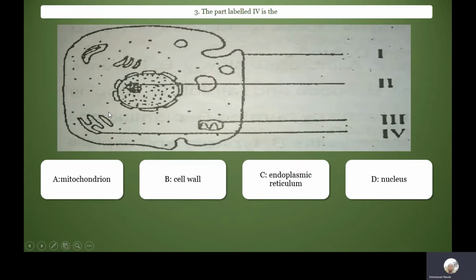You have the rough and the smooth endoplasmic reticulum. The rough endoplasmic reticulum has ribosomes on the surface. That's what makes it different from the smooth endoplasmic reticulum. So the answer here, IV, is endoplasmic reticulum.